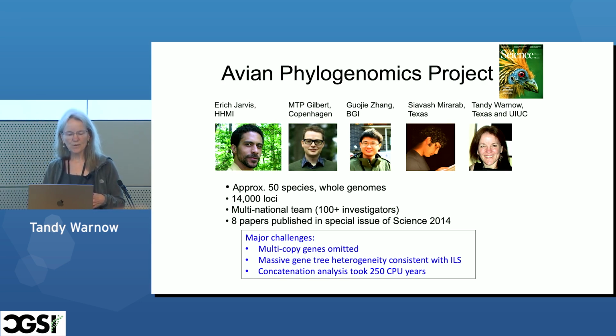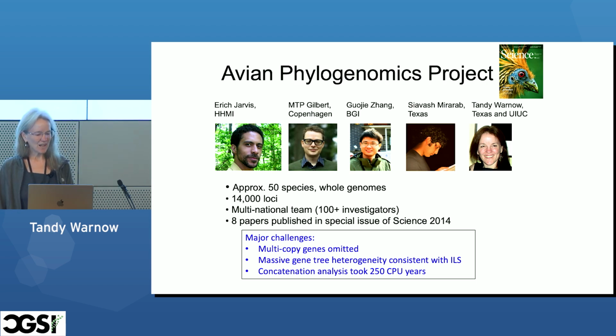The first one I worked on was the Avian Phylogenomics project, which was quite a while ago. We had roughly 48 birds, but we had whole genomes. When we did this analysis, which took, in fact, about 3 years, we ended up with a multi-locus species tree. We used maximum likelihood, so RAxML. It took 250 CPU years to do this analysis. That's a lot of time for 48 species, and I just want you to have a context that this can be computationally intensive.